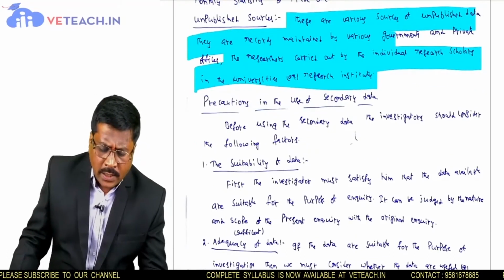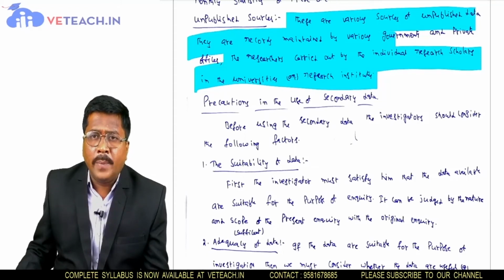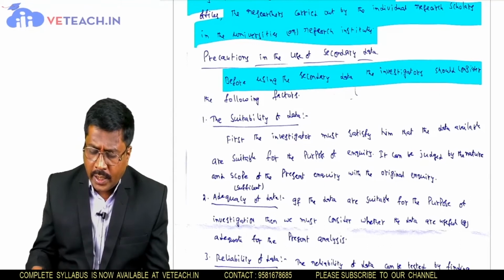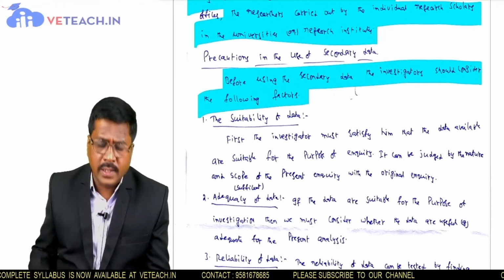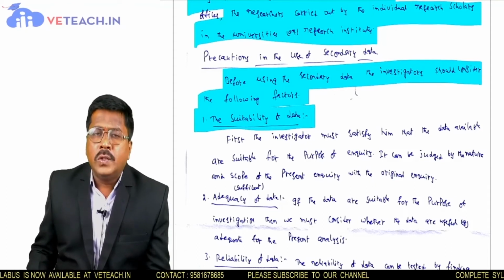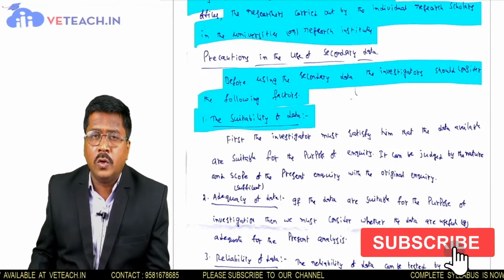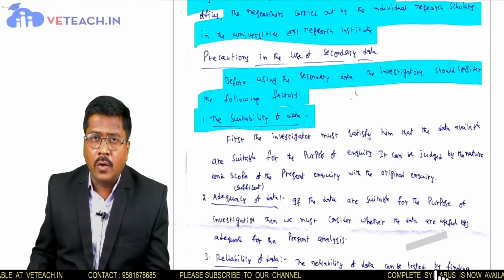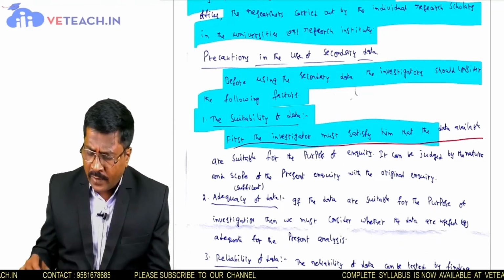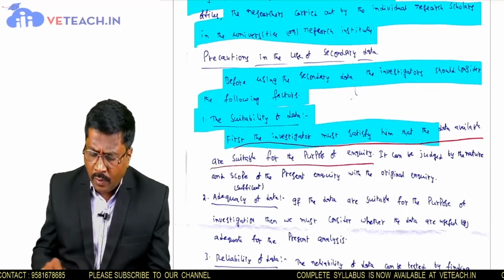So the precautions in the use of secondary data to collect the data, what precautions you have to consider. Before using the secondary data, the investigators should consider the following factors. The first one is the suitability of the data. The investigators have to check whether the given information is suitable to our research or not. We have to identify that. The investigators must satisfy themselves that the data is suitable for the purpose of inquiry.